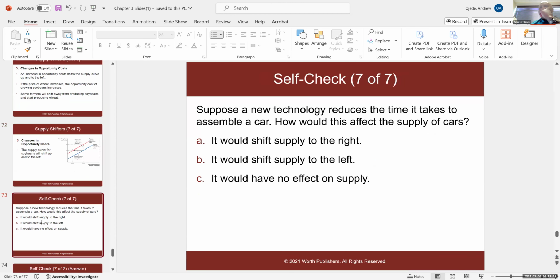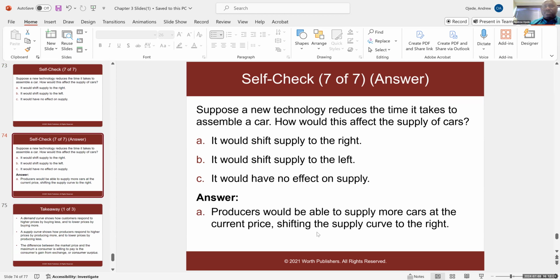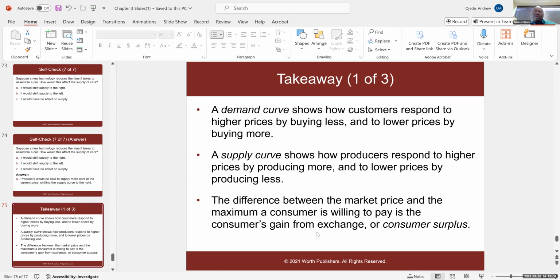Here is a fact check for you, a self-check. Suppose a new technology reduces the time it takes to assemble a car. How would this affect the supply of cars? This is a no-brainer. With new technology, the supply curve for cars will shift to the right. So the correct answer is A. Producers will be able to supply more cars at the current price because of the new technology. We didn't talk about technology.